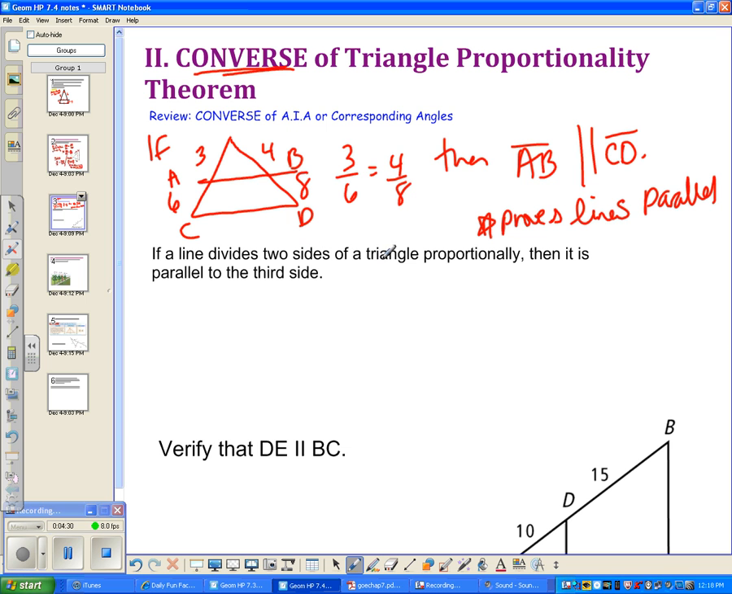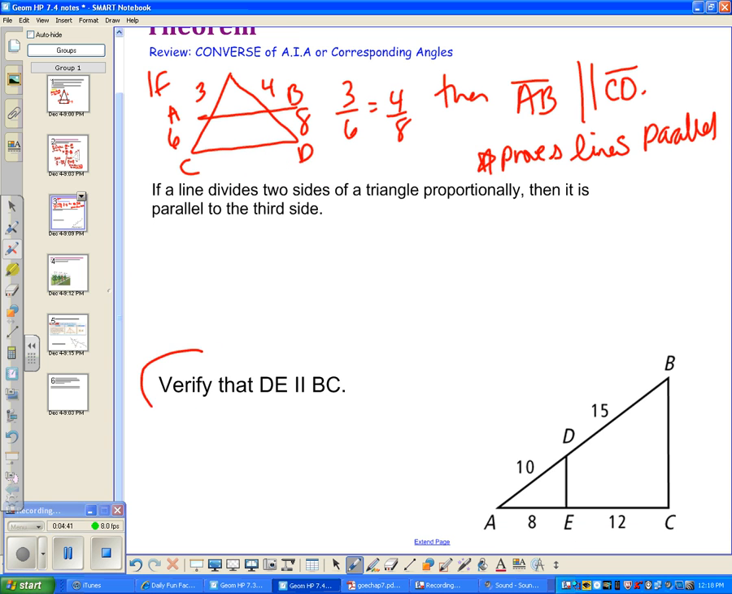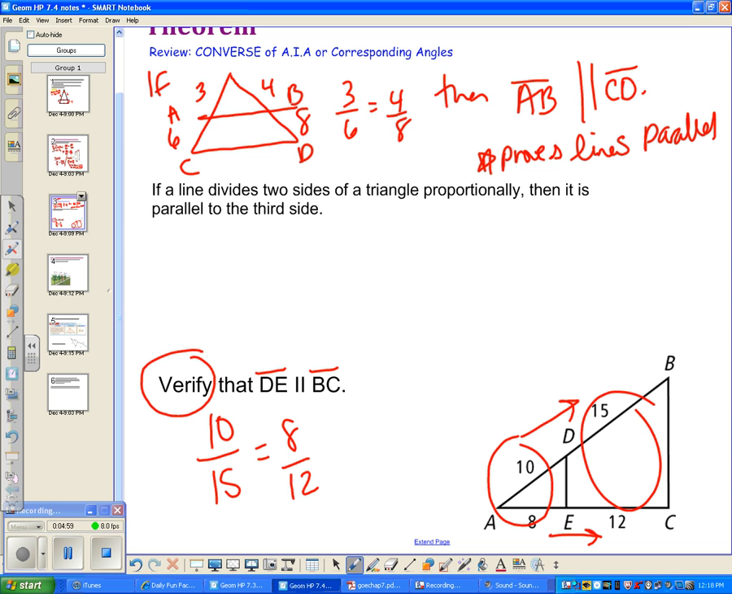So again, if this line divides the triangle proportionally, then it is parallel to that third side. If they give you a question to verify, that means prove, show me that line DE is parallel to BC, all you have to do is show that these sides are proportional. So if I wanted to look at this side and compare it to this side, I could say 10 over 15 equals 8 over 12. This isn't the only way you can write a proportion. You could also say 10 over 8 equals 15 over 12. It's really however you see it, as long as you're going in that same direction, that same pattern, it should work.